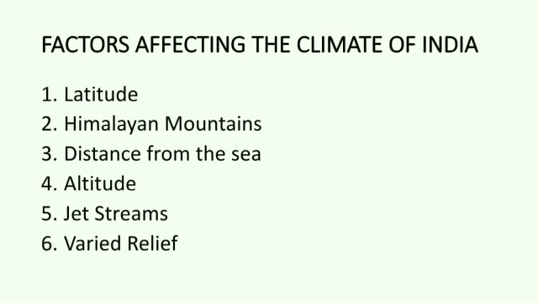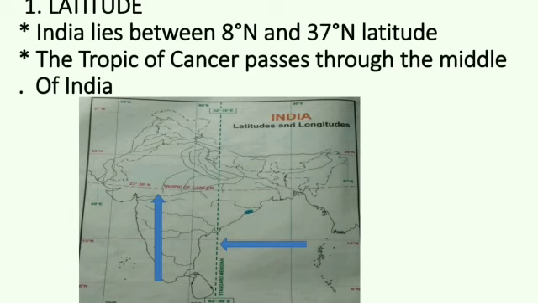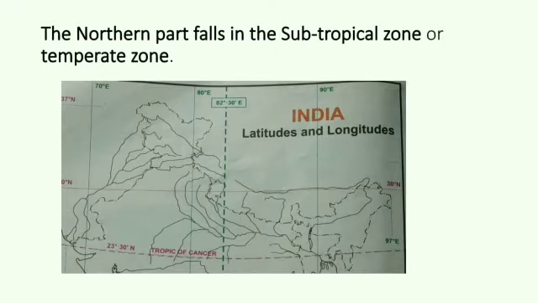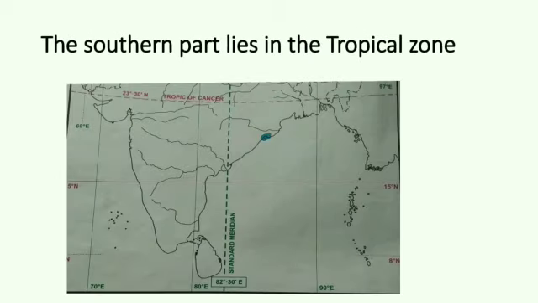Factors affecting the climate of India: latitude, Himalayan mountains, distance from the sea, altitude, jet streams, varied relief. Now let's see latitude. India lies between 8 degrees north and 37 degrees north latitude. The Tropic of Cancer passes through the middle of India. The northern part falls in the subtropical zone or temperate zone. The southern part of India lies in the tropical zone.